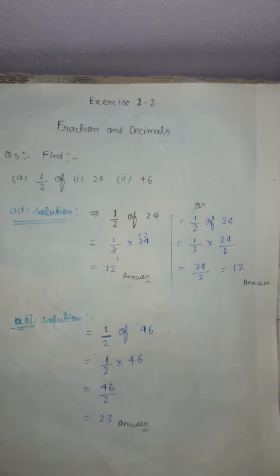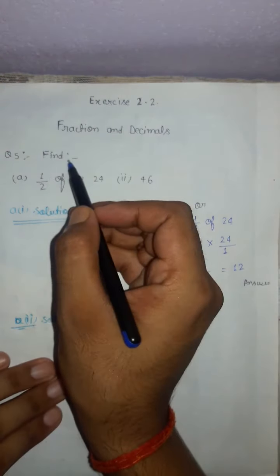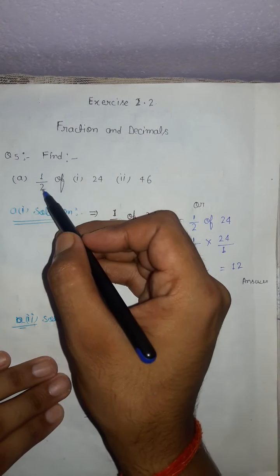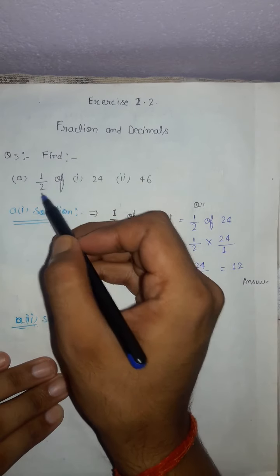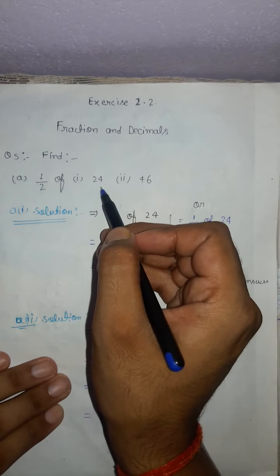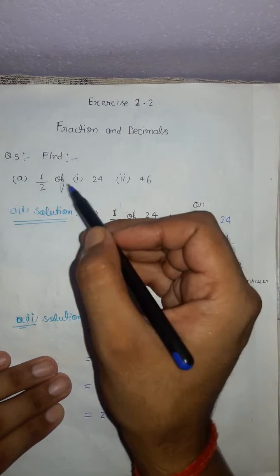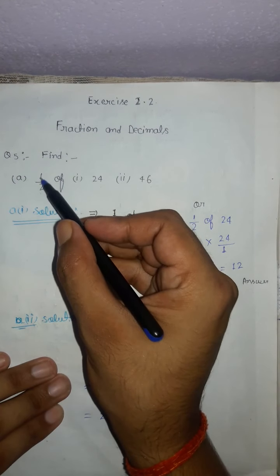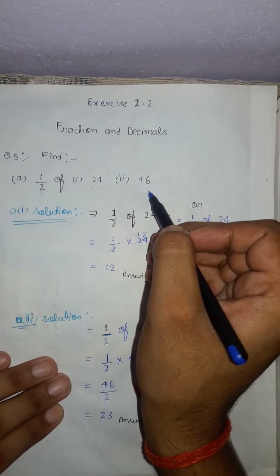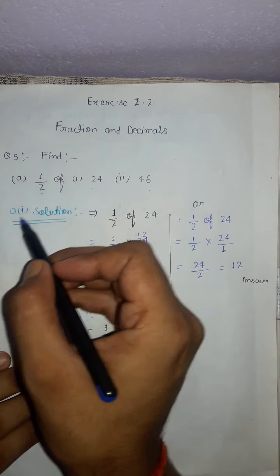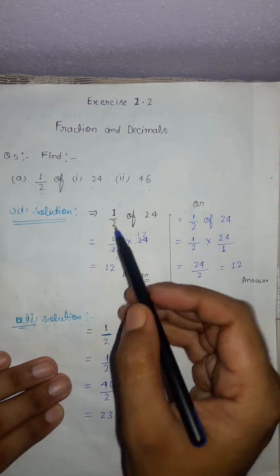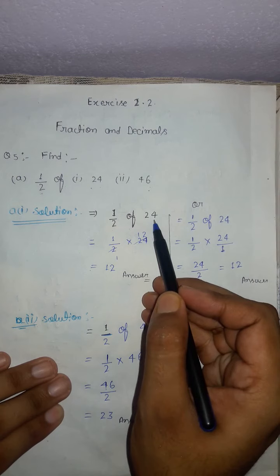Now see question number 5. Find: a, 1 upon 2 of 24 and 1 upon 2 of 46. Here two parts are given, one is 24 and another is 46, which means we have to find 1 upon 2 of 24 and 1 upon 2 of 46. So now we will take the first one, 1 upon 2 of 24.